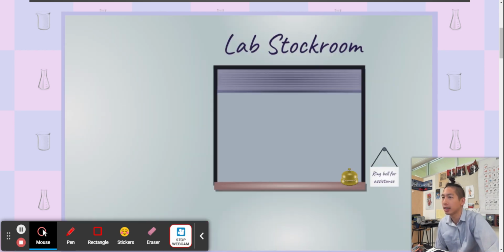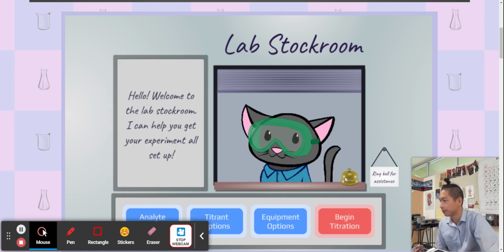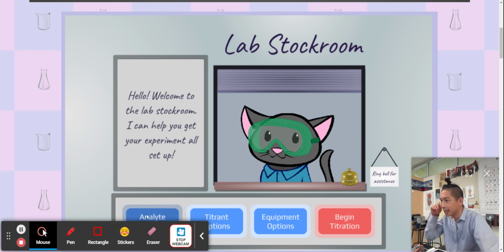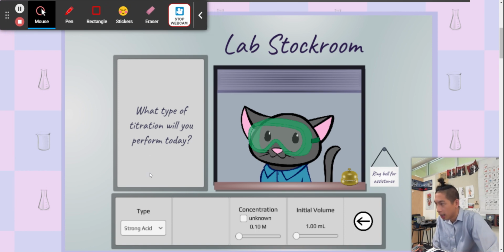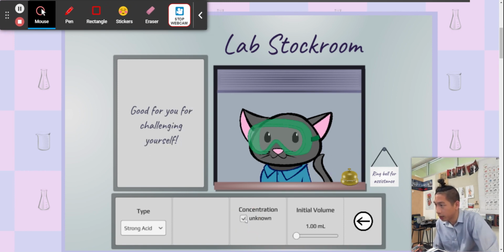Okay, I got to go to the lab stock room to get some chemicals. Oh, thank you. Welcome to the lab stockroom. I can get your experiment all set up. Perfect. I'm going to need an analyte. So this chemical is the chemical unknown. We're going to have an unknown acid. We'll try 25 milliliters of that. 10 milliliters of that unknown acid.